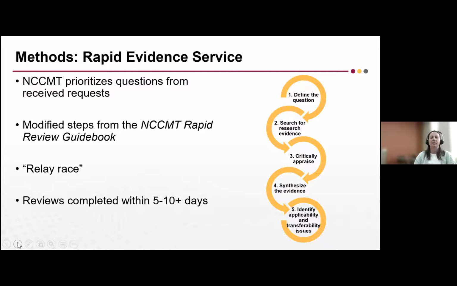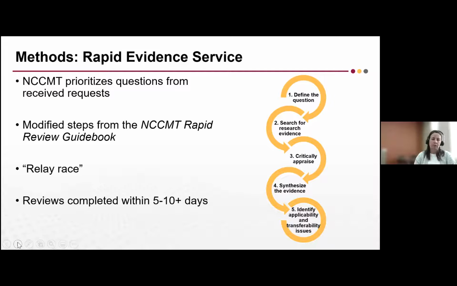And we really think of it as a relay race in terms of the distinct activity. So you can see the diagram down the right-hand side, where we learned over time that what worked well for us was to assign different staff to different pieces of the rapid review process. Once we received more questions than we could take on, we had to develop a way to prioritize those questions. We worked from what we had already developed, a rapid review guidebook, although we've made several modifications to that for the COVID context. And from the beginning, we were completing these reviews in 4 to 5 days.